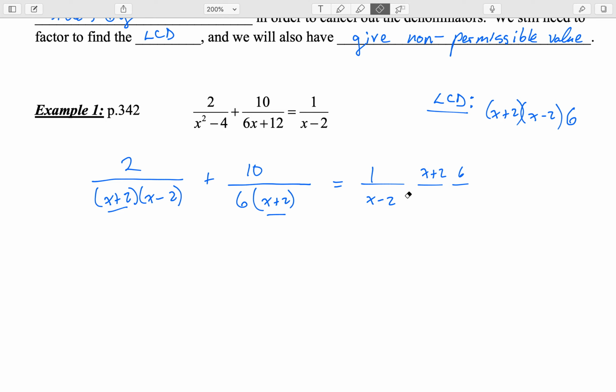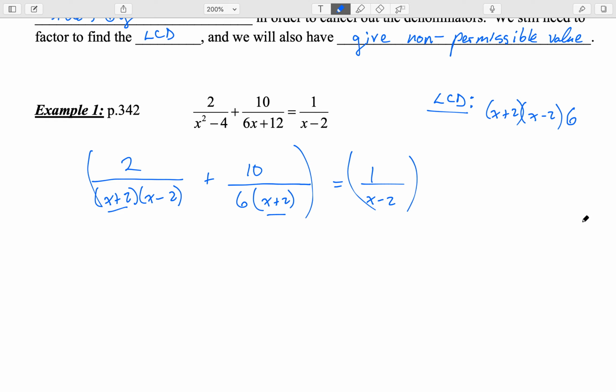Well, here's the idea. I want to get rid of the bottom. But you can't do that, you're changing it. Remember before we had to multiply by 1? Not so with equations. With equations, you don't have to multiply by 1. So here's what I'm going to do: I'm going to multiply both sides by the LCD.